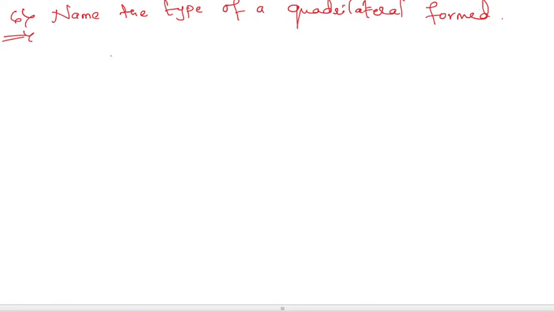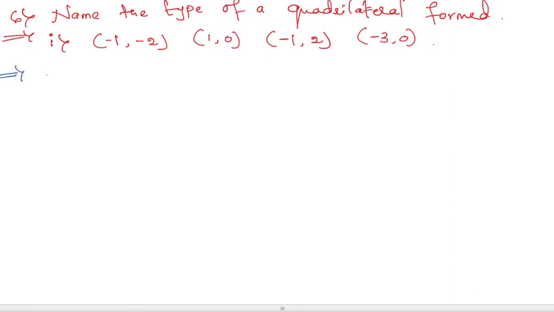First one, and give the reason for your answer. In that first question, the values are given: minus 1 comma minus 2, 1 comma 0, minus 1 comma 2, minus 3 comma 0. This much is given. It is the problem. Now, we will move to the solution here.